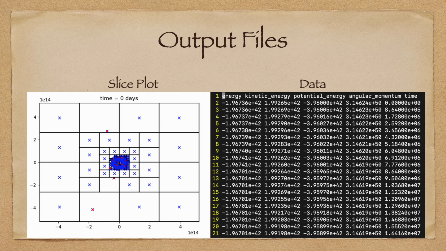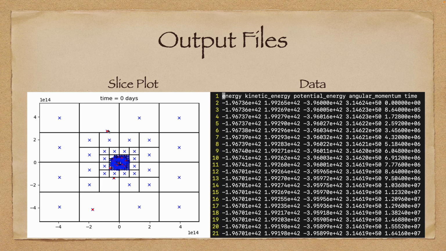And there are two output file types in my simulation. First is the slice plot, and this is the tree structure for the initial condition, and there are the weighted average positions for the cells in this plane, and also a lot of particles in this slice plot.